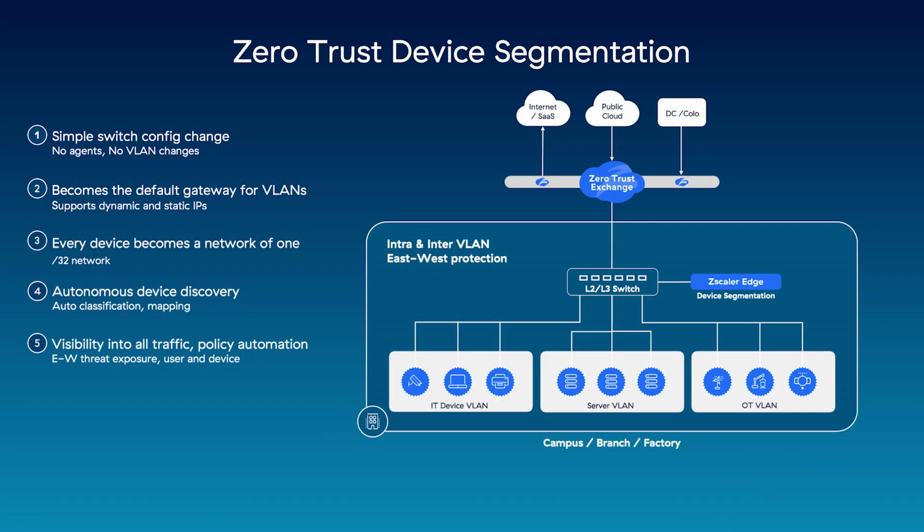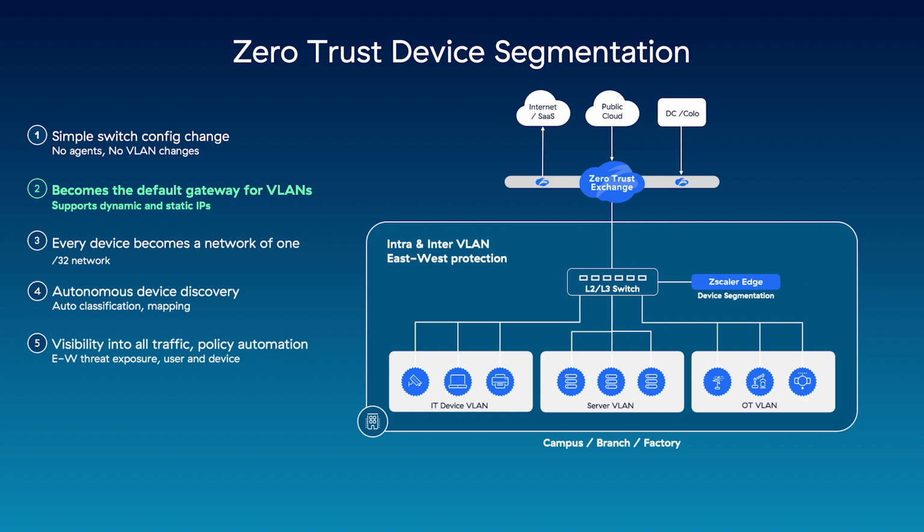So first things first, you deploy the Zscaler Edge appliance next to the core switch on a trunk port. Most typically, you deploy two of these for high availability purposes, and they act as an active and hot standby pair. In order to configure and start operating the Zscaler Edge appliance, all you do is shut down the SVI for the VLAN that you want to protect with Zscaler Edge. Once you shut down the SVI, Zscaler Edge device segmentation automatically takes over as the default gateway. Now, once it becomes the default gateway and it's sitting on the trunk port, let's talk about DHCP devices.